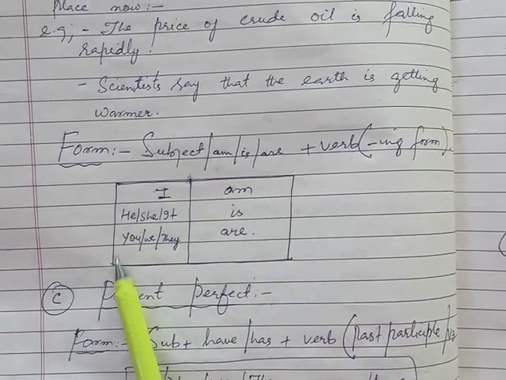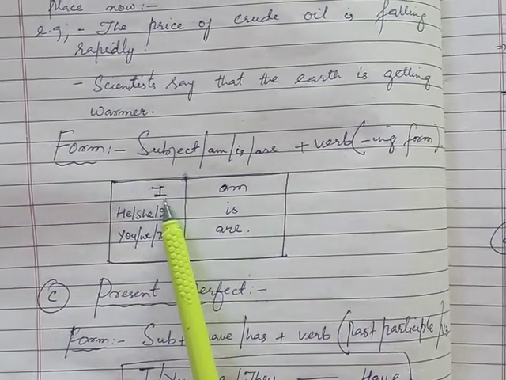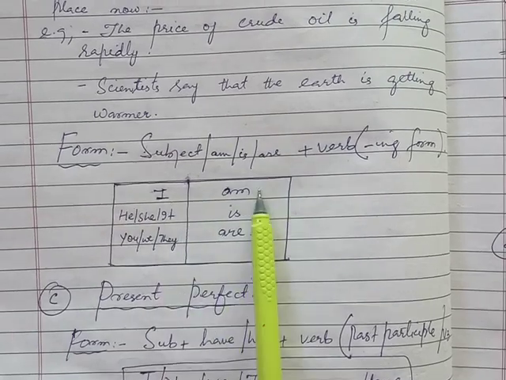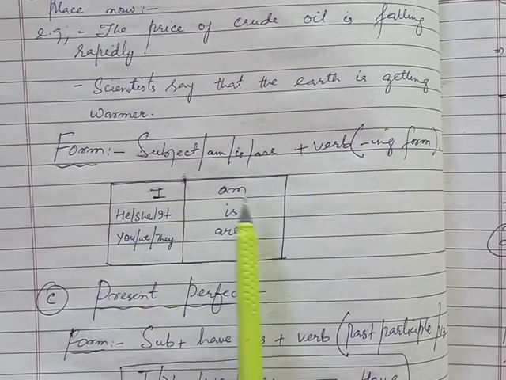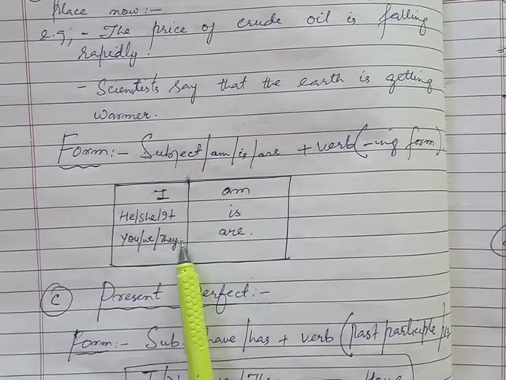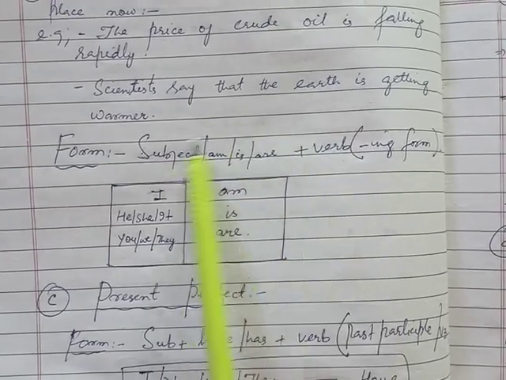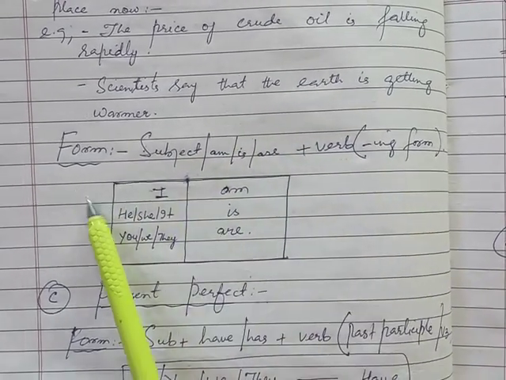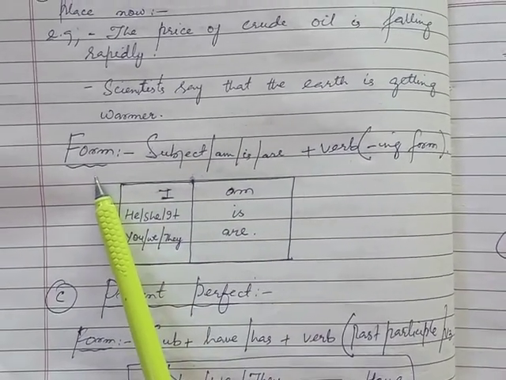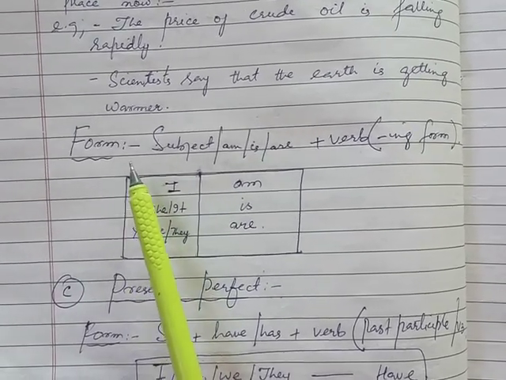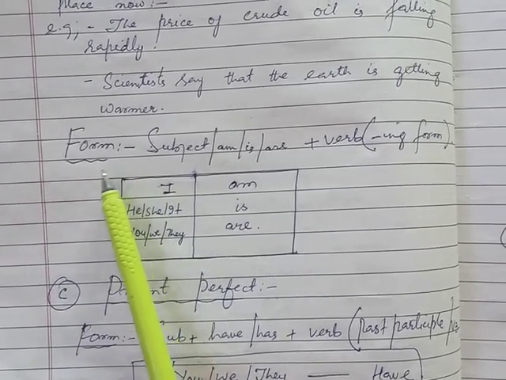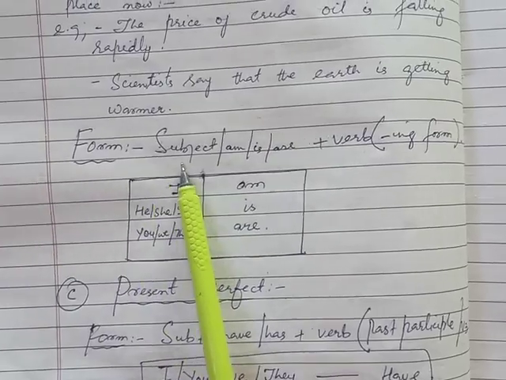My dear students, look at this chart carefully. With I, am is used. With he, she, it, is is used. With you, we, they, are is used. So this is the form of present continuous tense. Form means how we can make a particular tense. Now, dear students, I will tell you about its usage. Why can this tense be used?